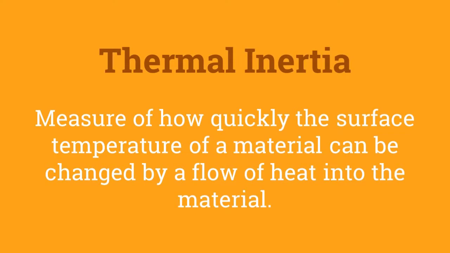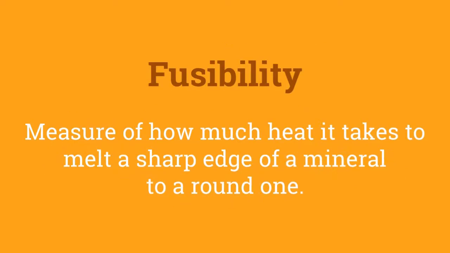Thermal inertia is the measure of how quickly the surface temperature of a material can be changed by a flow of heat into the material. This is analogous to the mechanical world: as objects with high mass inertia are difficult to move, materials with high thermal inertia are difficult to heat.